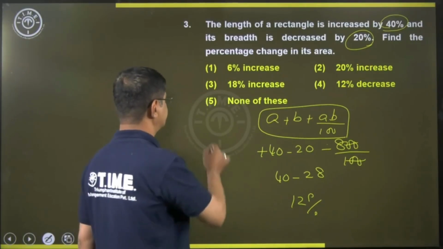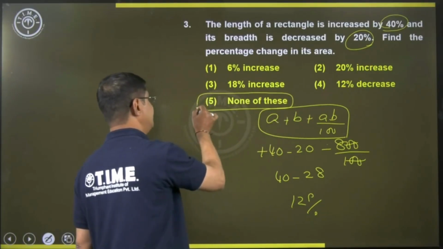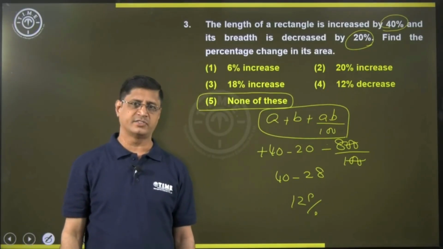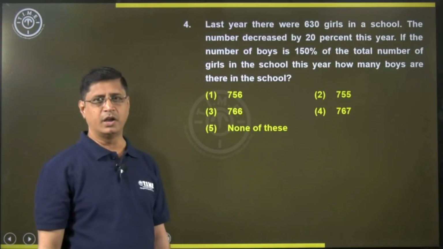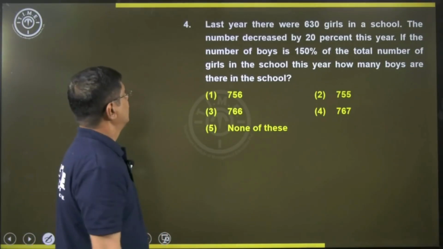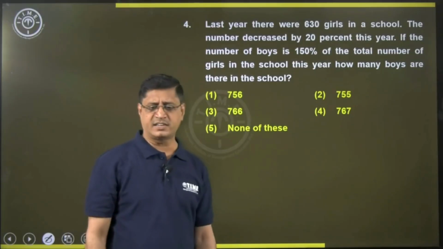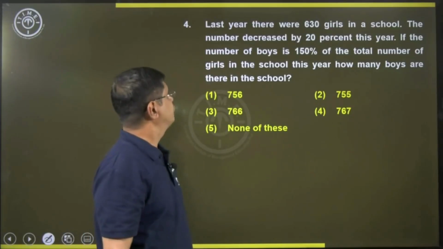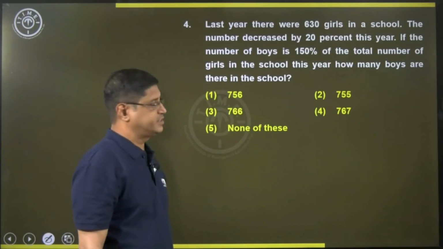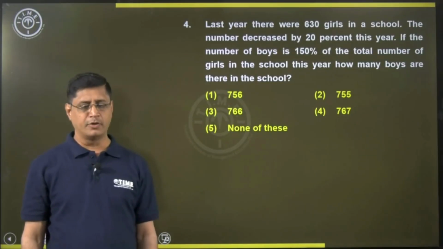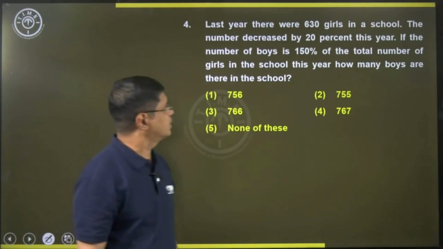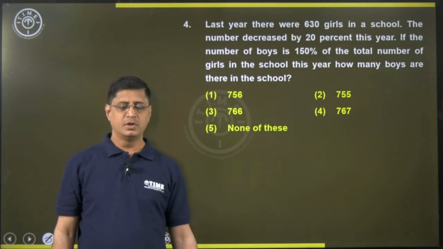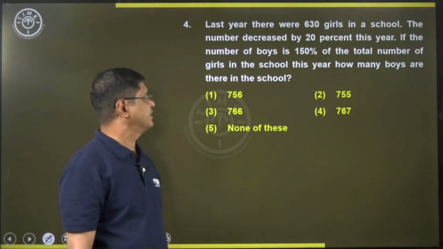Now look at the options. None of these is the answer. Choice number 5, fifth choice is the correct answer. Next example on your screen. Last year there were 630 girls in your school. The number decreased by 20% this year. If the number of boys is 150% of the total number of girls in the school, then find out how many boys are there in the school.